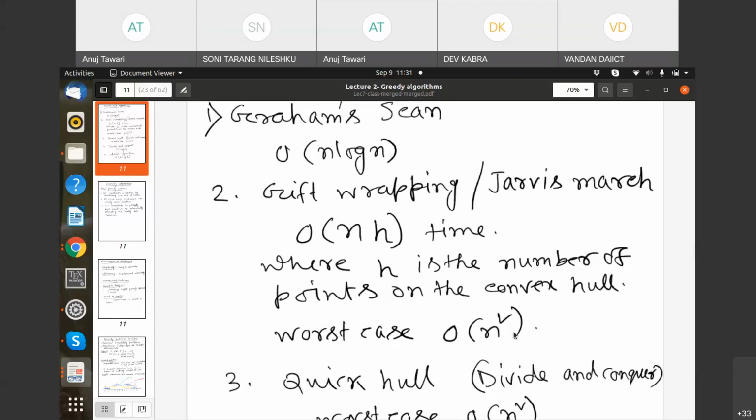Okay, sir. So if h is constant, then only we get order of n. But sir, if we are given points, then how can we decide whether h will be sufficiently small or not? A priori you can't decide whether h is sufficiently small or not.